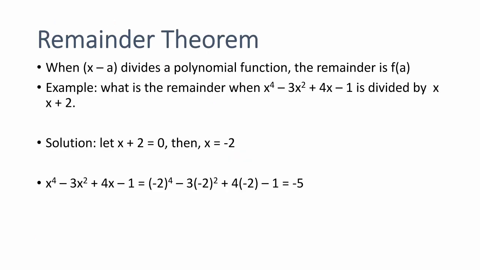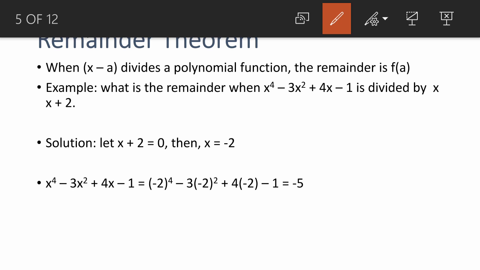Now we get to the next, which is the remainder theorem. In the remainder theorem, when x minus a divides a polynomial function, the remainder is f of a. So when you divide a polynomial by x minus a, the remainder is the same thing as f of a. That's amazing. Look at this example here. It says, what is the remainder when x raised to power 4 minus 3x squared plus 4x minus 1 is divided by x plus 2? What is the remainder?